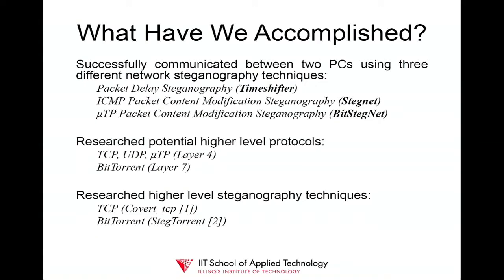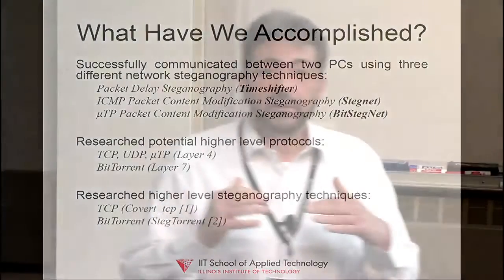Also, the team made a modification to Timeshifter and built something new called StegNet. StegNet also works on the ICMP packet at layer 3, and this one works by modifying packet contents.